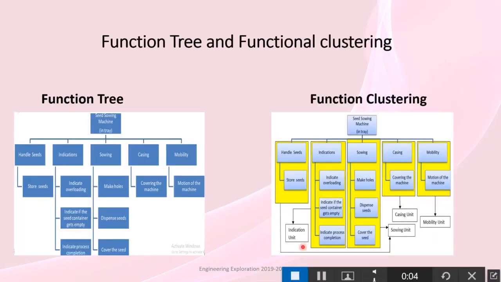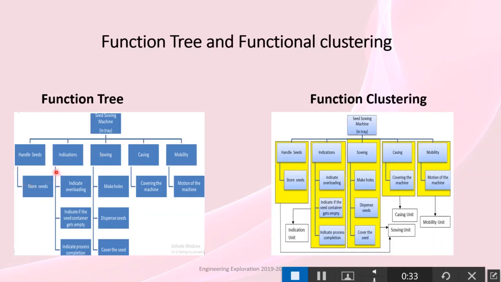Now, let us understand the function tree and function clustering of our model. Under conceptual design and product architecture, we establish functions. Based on that, we build the function tree. The function tree consists of 5 main functions: handle seeds, indication, sowing, casing and mobility. Handling seeds is a function which allows us to store the seeds.